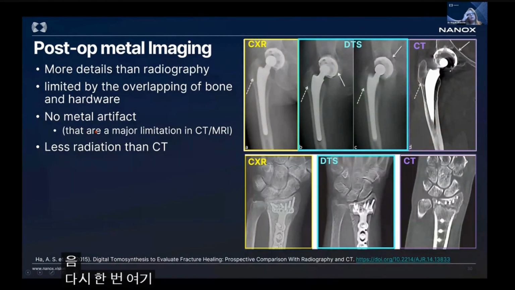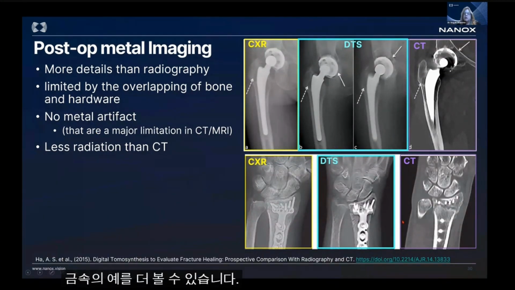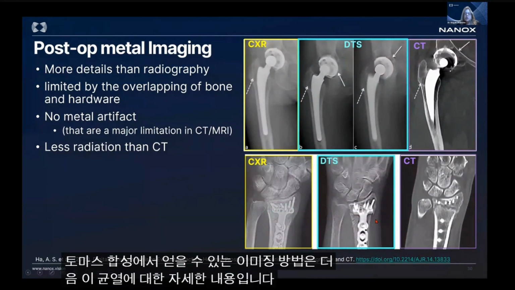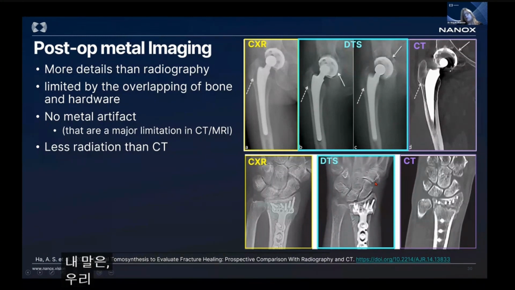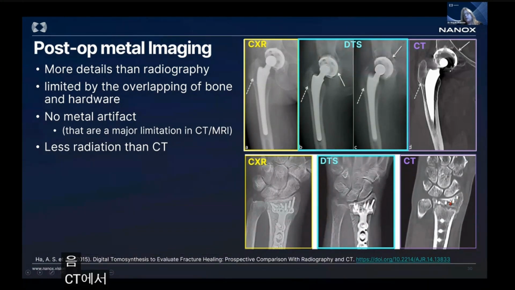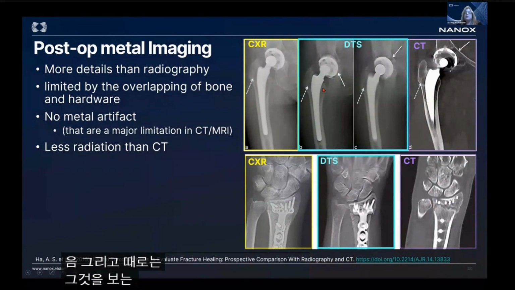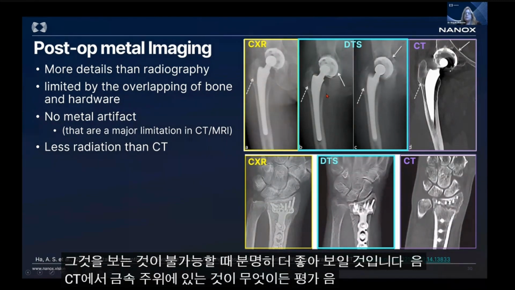So again, what can we see here? We can see some more examples of metal imaging, how we can get more details about this fracture in the tomosynthesis. You can see it much better in this single image, and obviously it would look even better when we have a whole series of images. And on the CT, we can see the fracture well, but we're getting metal artifacts. And sometimes it's impossible to evaluate whatever's around the metal on CT.